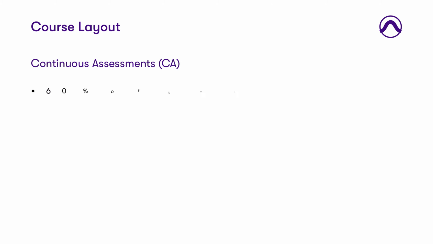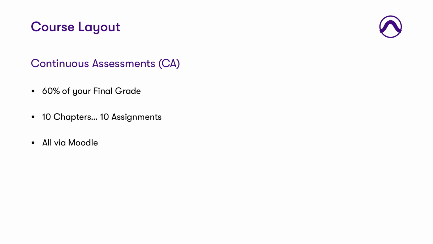Your continuous assessments, or CAs, for this module account for 60% of your final grade. They are directly linked to the 10 chapters in the textbook too. Every chapter will have one assignment for you to do as homework. Don't be worried, it may sound like a lot, but they are all via Moodle, which means they are all mostly multiple choice or true and false type of questions.